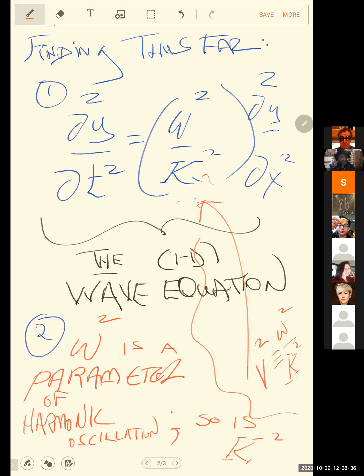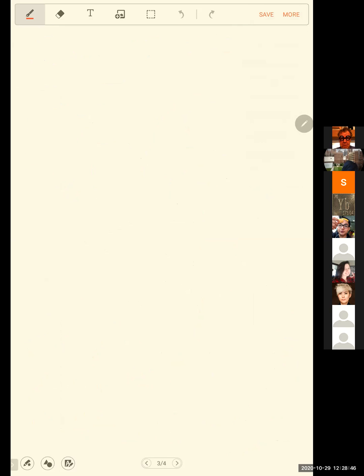Where did that come from? Well, if this little thing is an oscillator, think of it as a mass on a spring. Remember, I know I'm just talking and talking here.